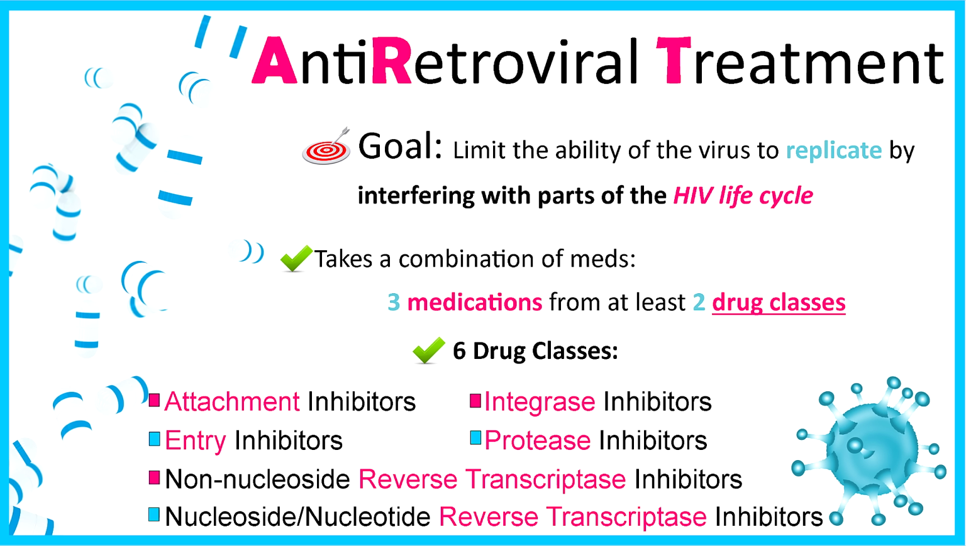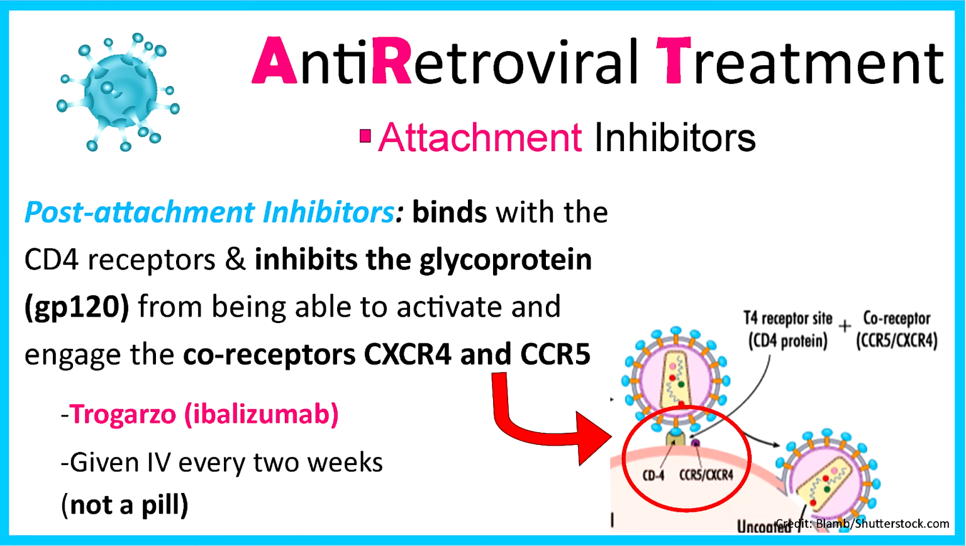Now there's a total of about 6 drug classes, and they include attachment inhibitors, entry inhibitors, non-nucleoside reverse transcriptase inhibitors, nucleoside/nucleotide reverse transcriptase inhibitors, integrase inhibitors, and protease inhibitors. And if you notice, those words in those drug classes are very similar to the steps of the HIV life cycle. So first, let's talk about the attachment inhibitors.